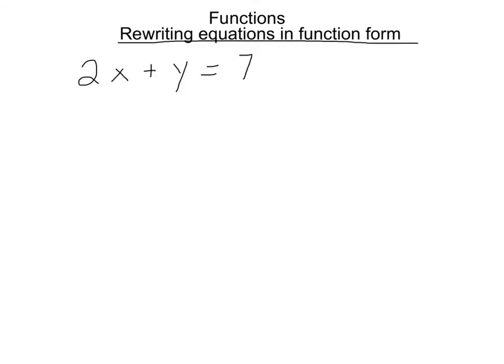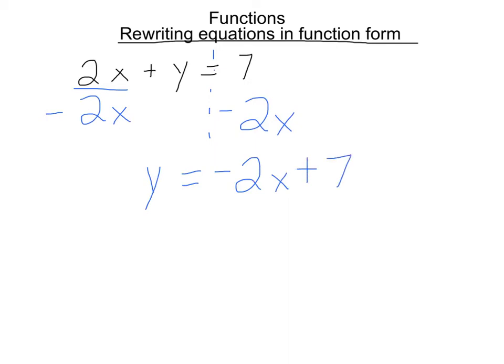So if we have the equation 2x plus y equals 7, and we want to solve for y, what would we do? Well, right now we are adding 2x to our y, and the inverse operation of addition is subtraction. So we're going to subtract 2x. And what we do to one side of an equal sign, we have to do to the other to stay balanced, so that we get y equals negative 2x plus 7. What we just did was write y as a function of x.